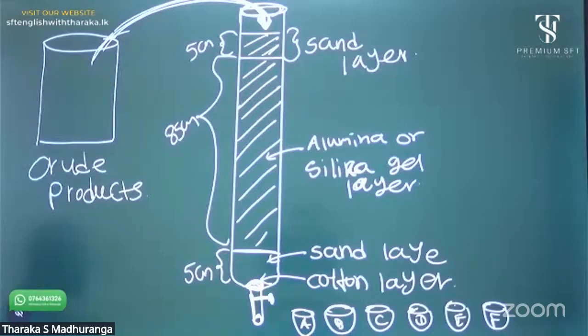Okay, after this separation, we can again perform thin layer or paper chromatography for the identification and confirmation process. The column chromatography is only a separation method, a separation technique. Understood?